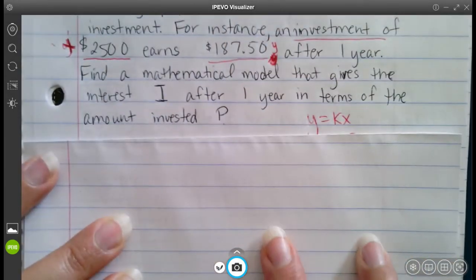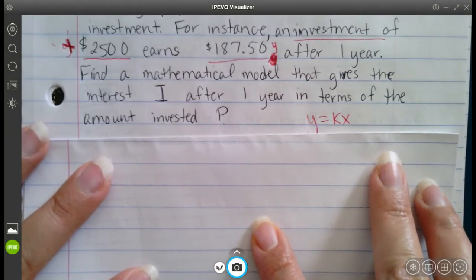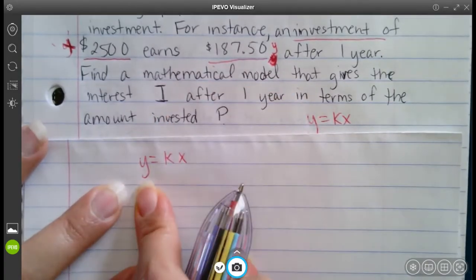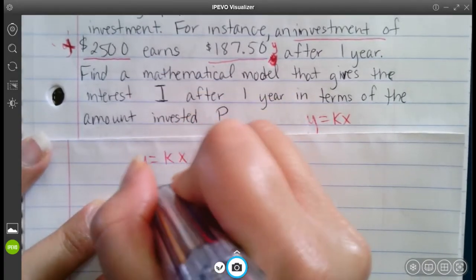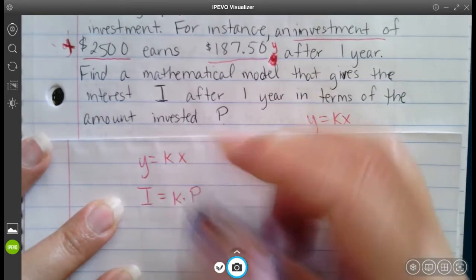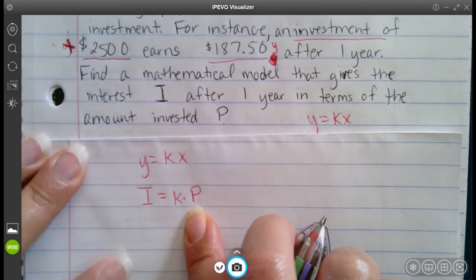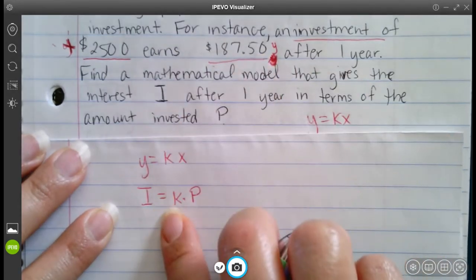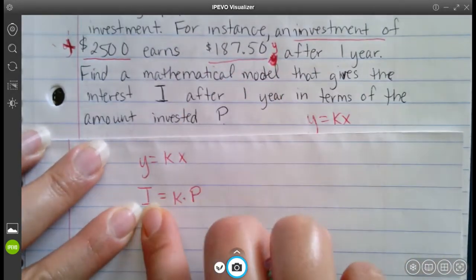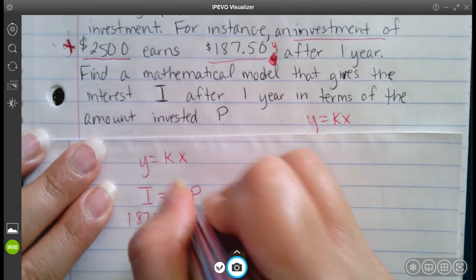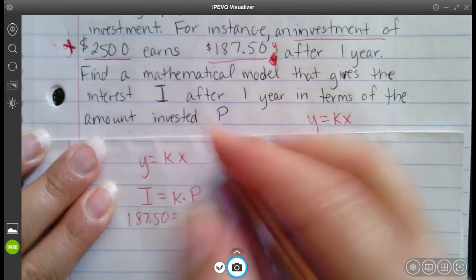I'm going to start this one a little bit fresh, because I had already done some work here and I don't want you to be confused. Let me rewrite it here: y equals kx. Instead of y, we're going to have I, equals k times the amount invested, so P. In this problem, the amount earned, not invested, was 187.50, and the amount invested was $2,500.